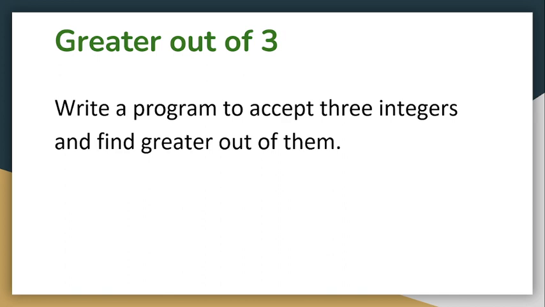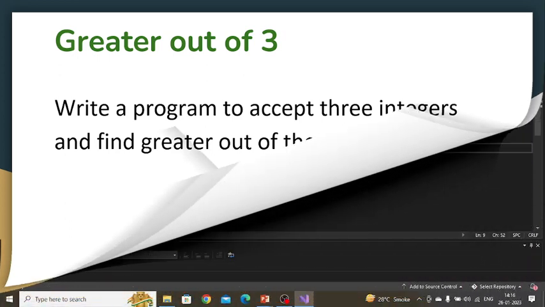We have already learned the concept of conditional control structures with if else, nested if else, ladder, switch case, and everything, and we are now doing some programming examples to understand it better. In this, I'll be purely using nested if else to find the greatest out of 3. So let us move on to the program.